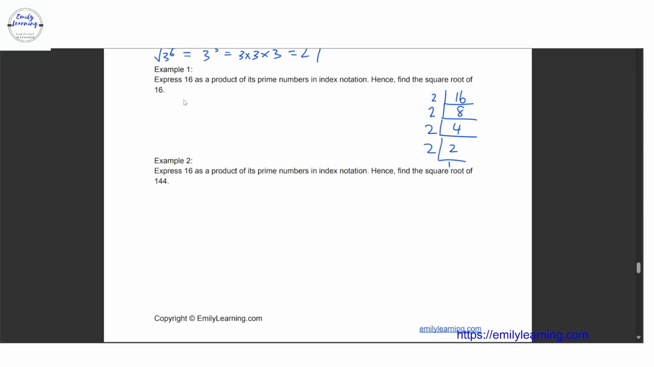So from here, I know 16 can be written as 2 to the power of 4. So now square root of 16 is equal to square root of 2 to the power of 4. When you square root something, you are going to halve its power. So from power 4, half of it will become power 2. So therefore, square root of 16 is equal to 2 squared, which is equal to 4.